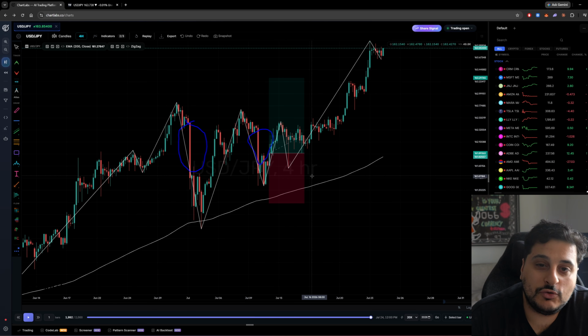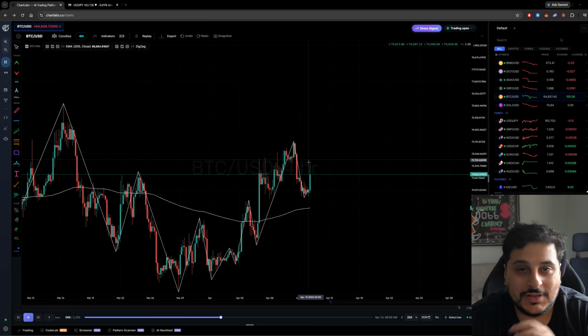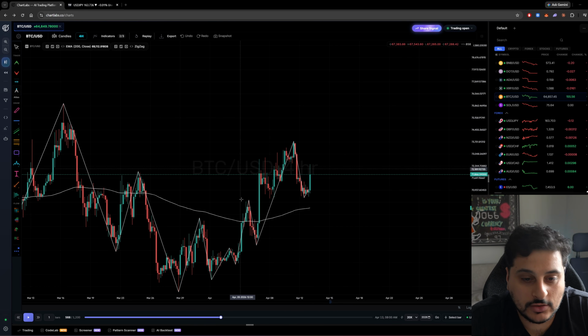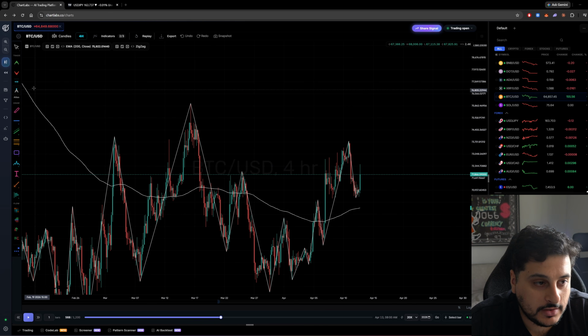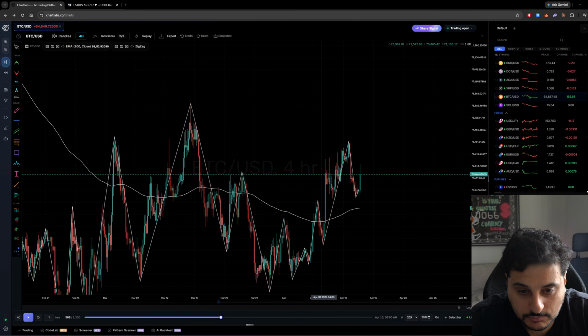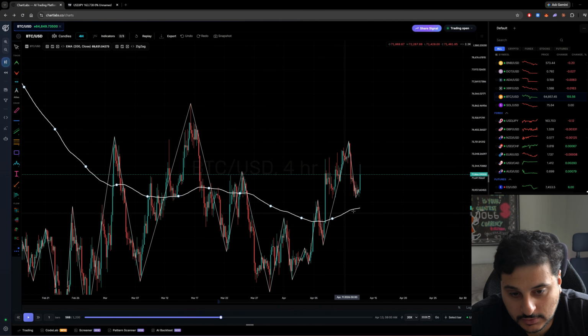Let me show you guys a few more examples so you can really nail this down. So here's another example, this time on Bitcoin, guys. Take a look at this, right? We see right here the moving average. It was going downwards, and then suddenly we started moving into a bullish section. The line's not straight. It's still going upwards, as we can see.